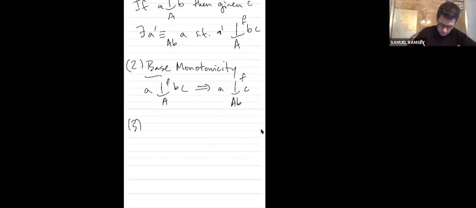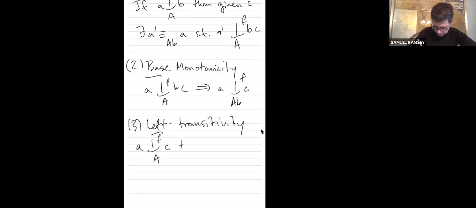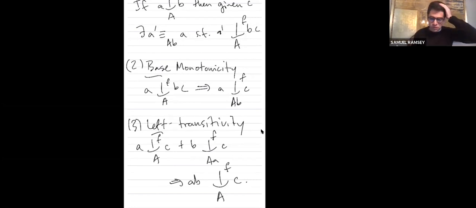3 is left transitivity. And what does left transitivity say? This just says that if A is independent over A with C, plus B is independent with C over A and A, then A and B are independent over A with C. And this one is kind of technical looking. So there's going to be a natural way to interpret this once we get to symmetry.